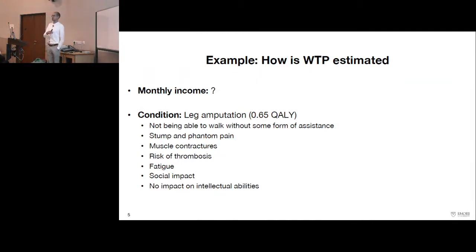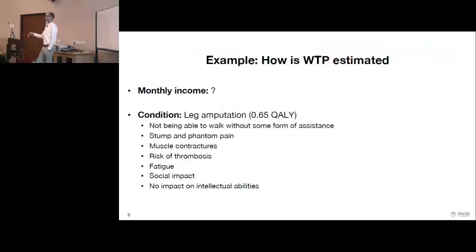From prior research, we already know that this health condition has a utility value of 0.65. We would get that the same way Dr. Carroll demonstrated yesterday in the video. And I would describe to you that amputation leads to not being able to walk without some form of assistance. There is pain associated with it, muscle contractures, risk of thrombosis, fatigue, social impact, but it doesn't really have an impact on our intellectual abilities. You can still write code, do cost-effectiveness analyses. So this is our condition in question.